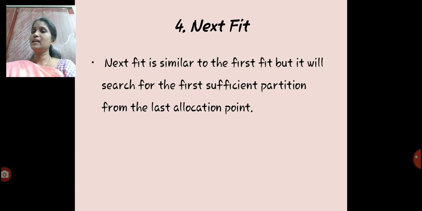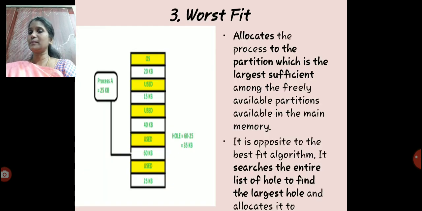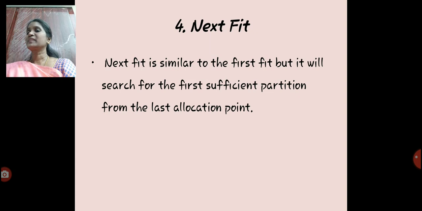For example, if you see this example, the 60 kb partition is allocated to the process A, right? So the operating system will scan only after that. So for the operating system, only 25 kb will be visible. The last partition, only that will be visible to the operating system. So whatever process comes, it will try to allocate only that partition. So that is called the next fit.